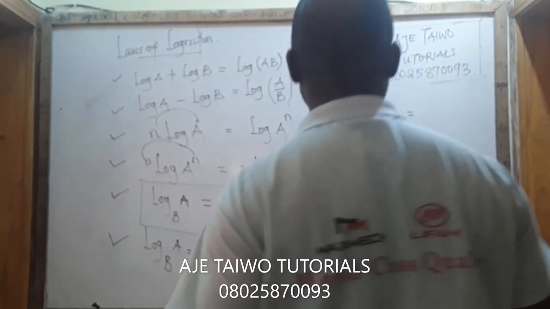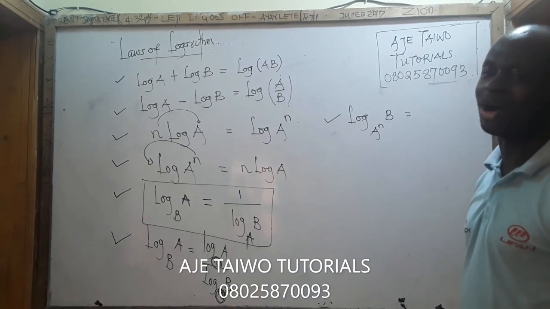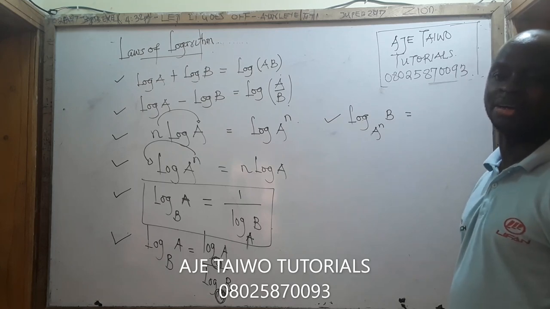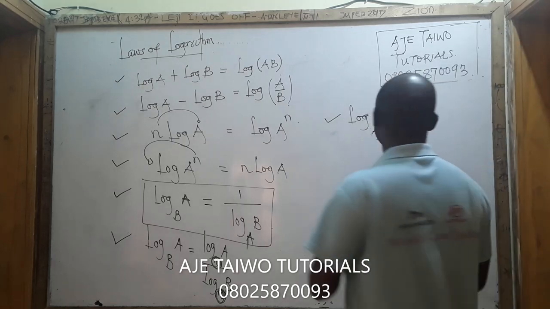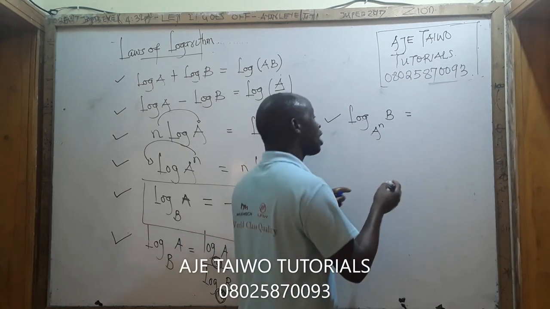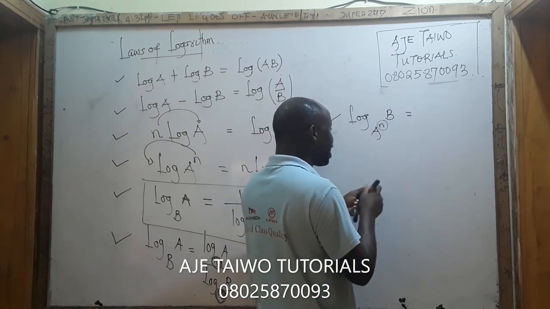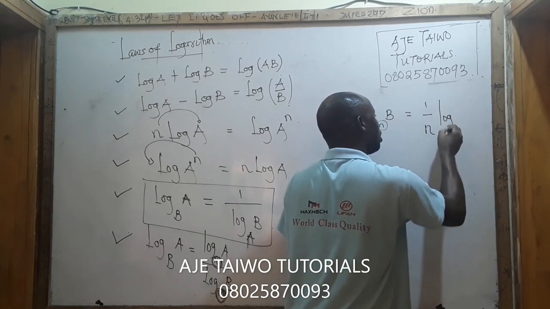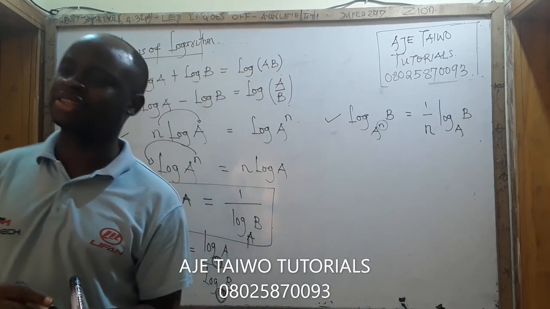The base has the power. God bless your soul. You are too good. The base has a power. How will the base be carrying power? That's it, it's carrying a power. So if the base is carrying the power, you can say that power N, and the answer is 1 over N log B base A. You see the reason why you apply all these things later.